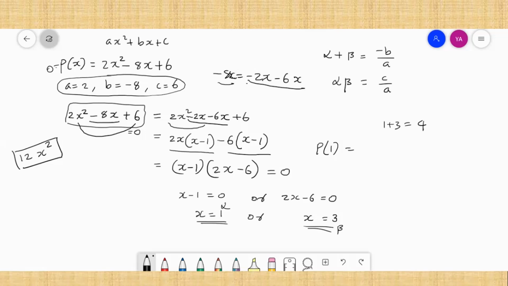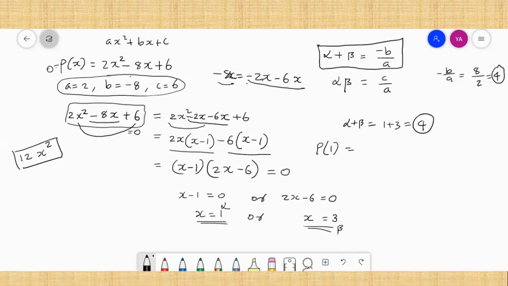And now just take minus b by a. Minus b is 8. So minus b by a here is 8 by, what's a? A is 2. So 8 by 2 is 4. So alpha plus beta we got 4, and minus b by a also we got 4. So for this example, alpha plus beta is same as minus b by a.